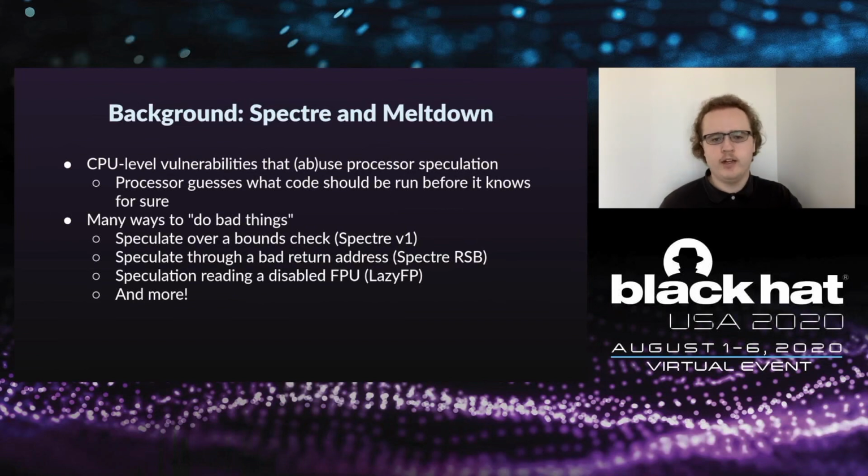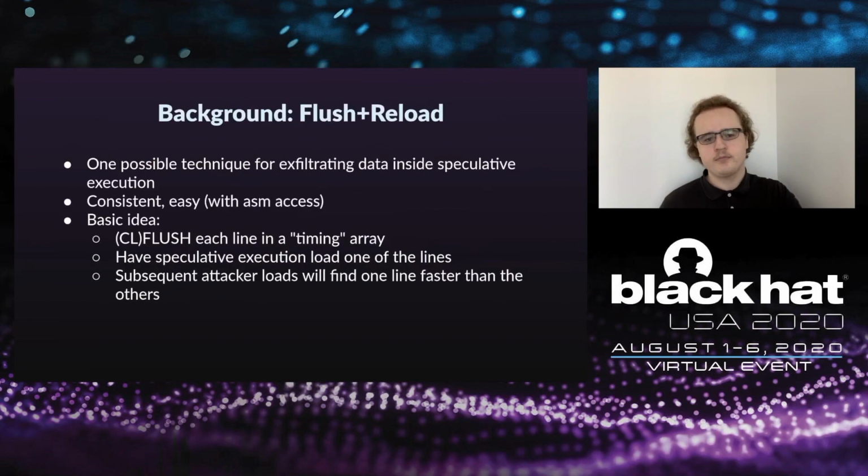This introduces a lot of ways to do bad things, though. So Spectre v1 was speculating through a bounds check. So in your speculated code, you could read past the end of an array, for example. Spectre RSB, the Spectre return stack buffer, let you speculate through a bad return address. You could speculate reading a disabled FPU, which was lazy FP, so potentially leaking secrets from other processes on the system entirely. And there's a bunch more.